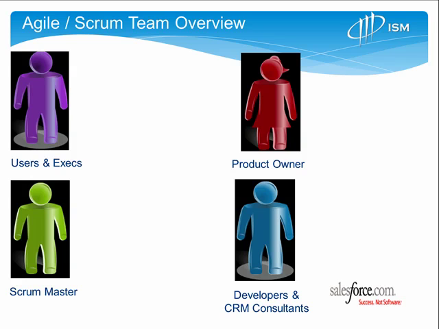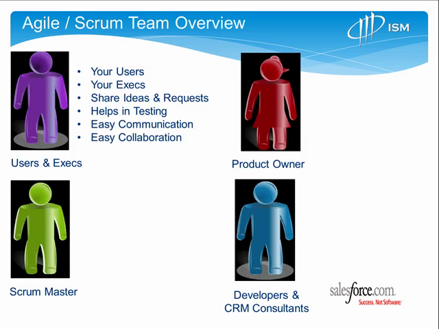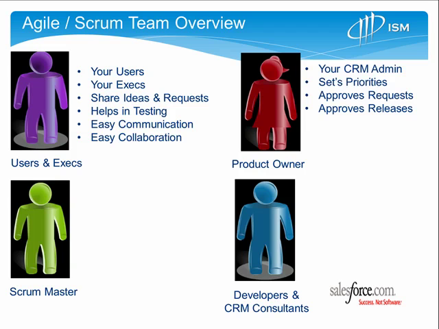In the Agile or Scrum model, there are really four major groups. Users and executives are fairly straightforward to understand, but they are key in identifying ideas and requests. It's also very valuable to leverage them when testing ideas or development because they're generally the ones that have to use the system. But it's very important to make whatever we do for users and executives very easy from a communication point of view and a collaboration point of view.